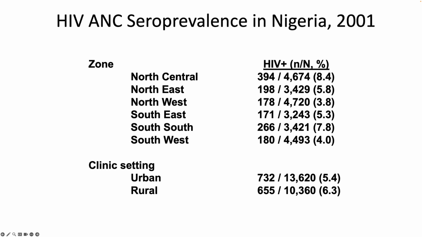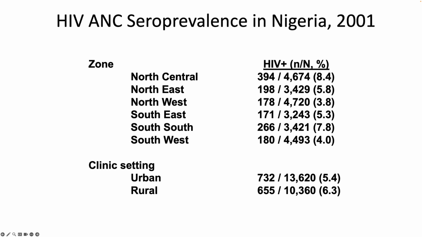In terms of the prevalence in urban and rural settings, recall that there were two antenatal clinics selected from among the many antenatal clinics in each state. One had to be an urban site and one had to be a rural site. And this was to allow estimates of the HIV prevalence according to urban versus rural settings.